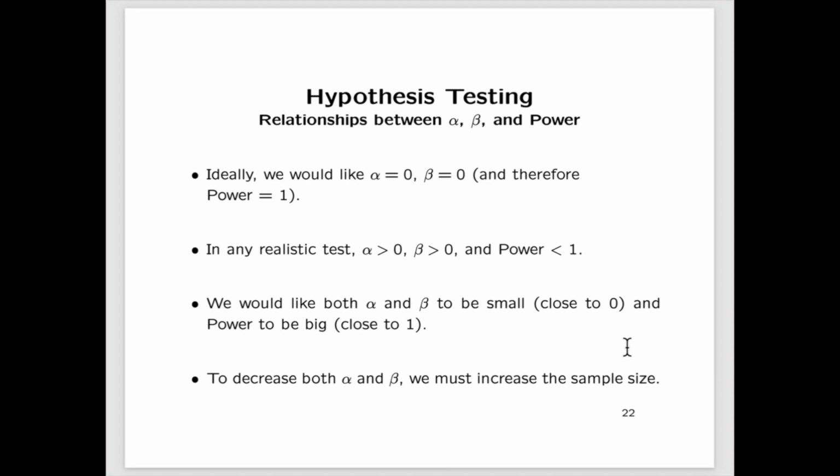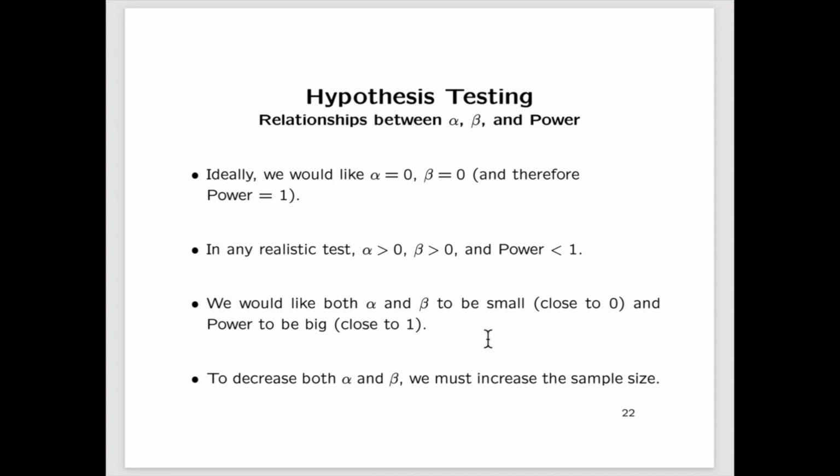Now, what does a power of 1 correspond to? Well, remember that the power of a test is the probability of rejecting the null hypothesis when the null hypothesis is false and should be rejected. So it's that probability of correctly rejecting the null hypothesis when it should be rejected. And so having a power of 1 says that we would always reject the null hypothesis when we should. Now the problem is that in any realistic test, there's always the potential for a type 1 error. There's always the potential for a type 2 error, and therefore power will always be less than 1.